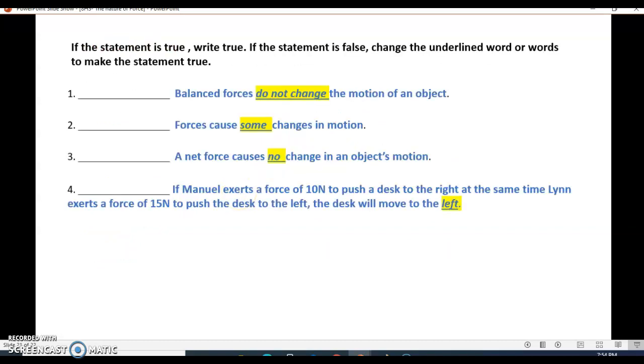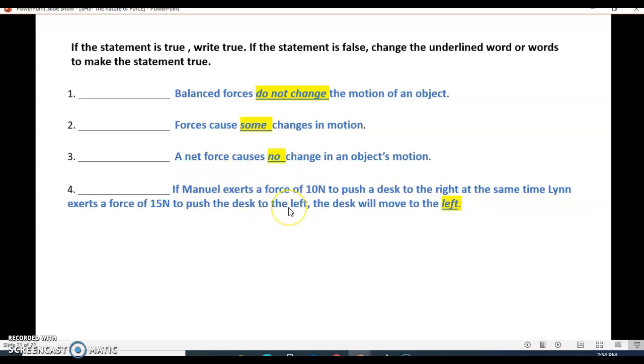And true and false here: balanced forces do not change the motion of an object. This is true. Forces cause some changes in motion. This is false. Forces cause all changes in motion. A net force causes no change in an object's motion. It depends if it was equal to 0 or not.